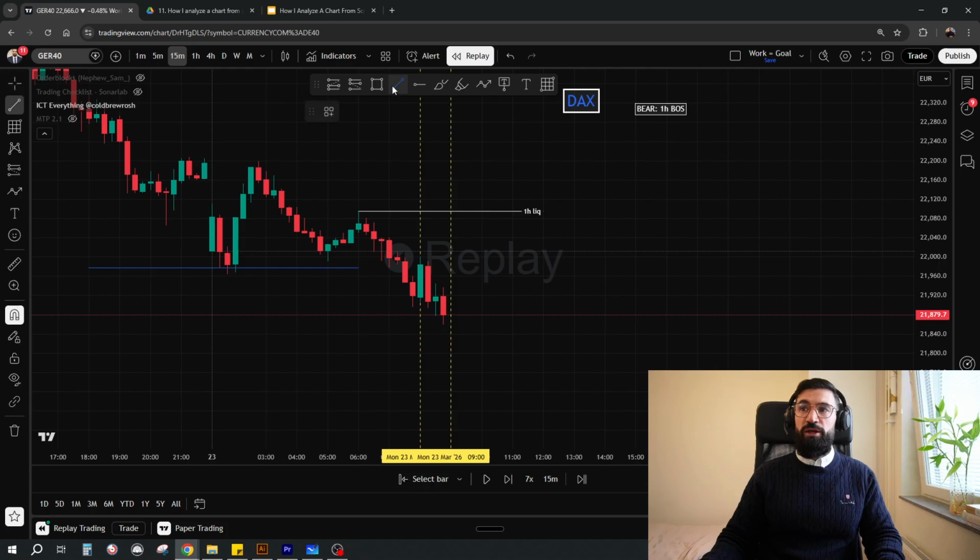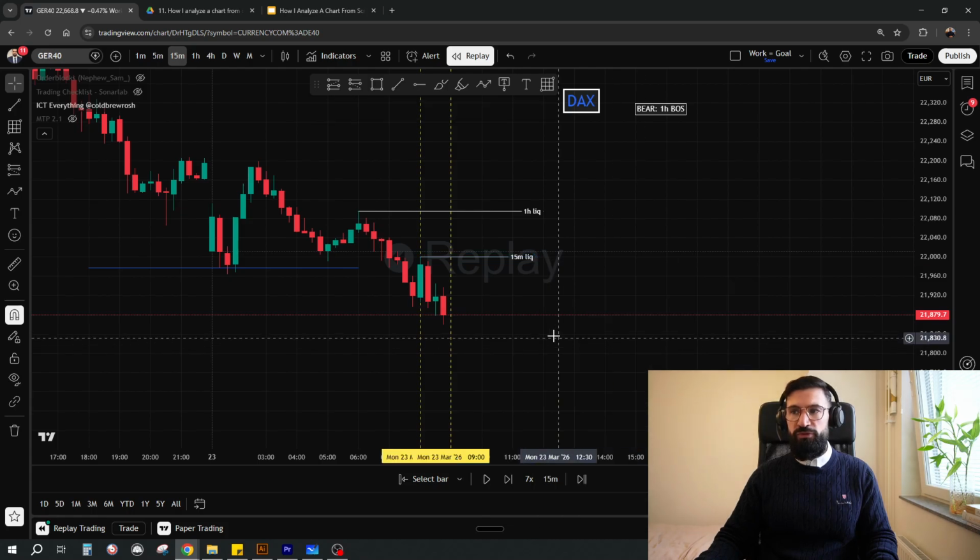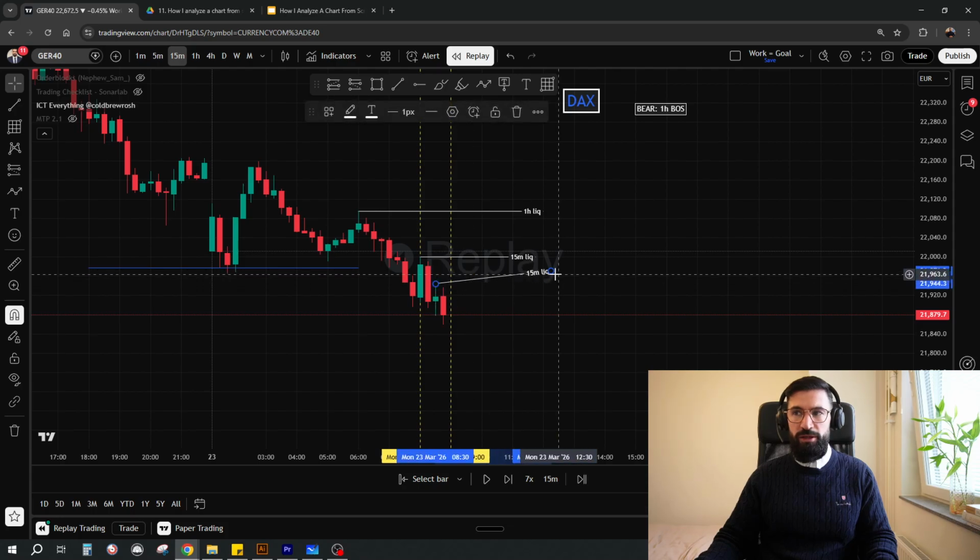The liquidity is the same thing. Higher time frame liquidity holds more orders, so the banks and institutions want to take out higher time frame liquidity. Not always. If it gives us a reaction on the 15-minute, I take a trade from that also. So I mark out the 15-minute liquidity right here and the 15-minute liquidity right here.